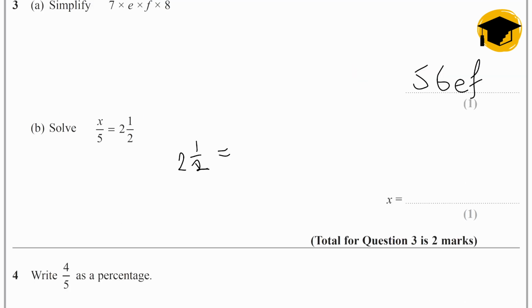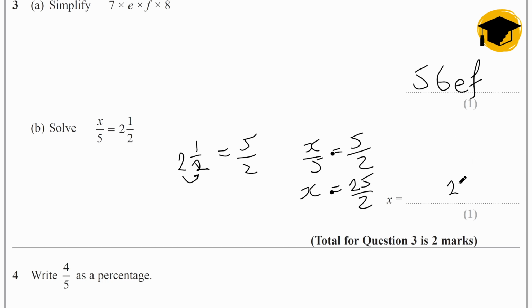Next question. I can change 2.5 from a mixed fraction into a top-heavy fraction. So 2 times 2 is 4. So I'm doing that times that first. 2 times 2 is 4 plus 1 is 5 all over 2. Rewrite the question. So x over 5 equals 5 over 2. Times both sides by 5. X equals 5 times 5 is 25 all over 2. Answer is 25 over 2.